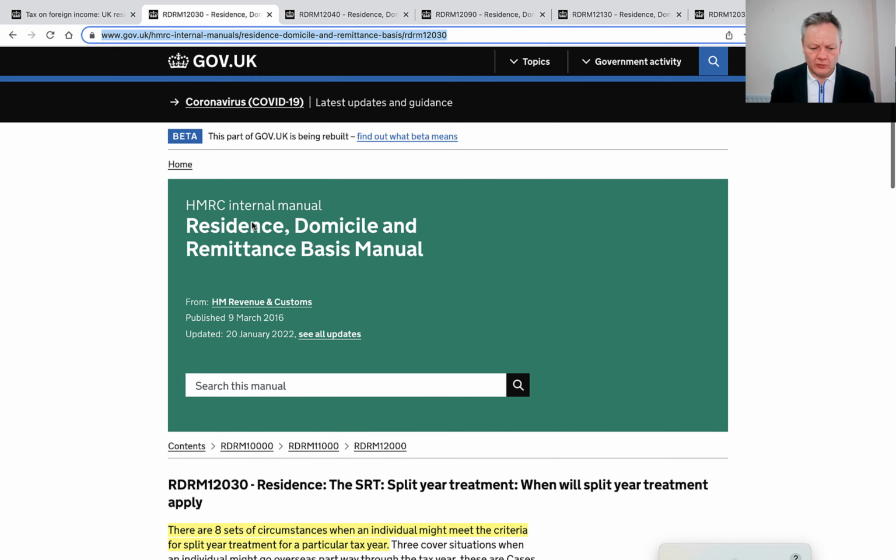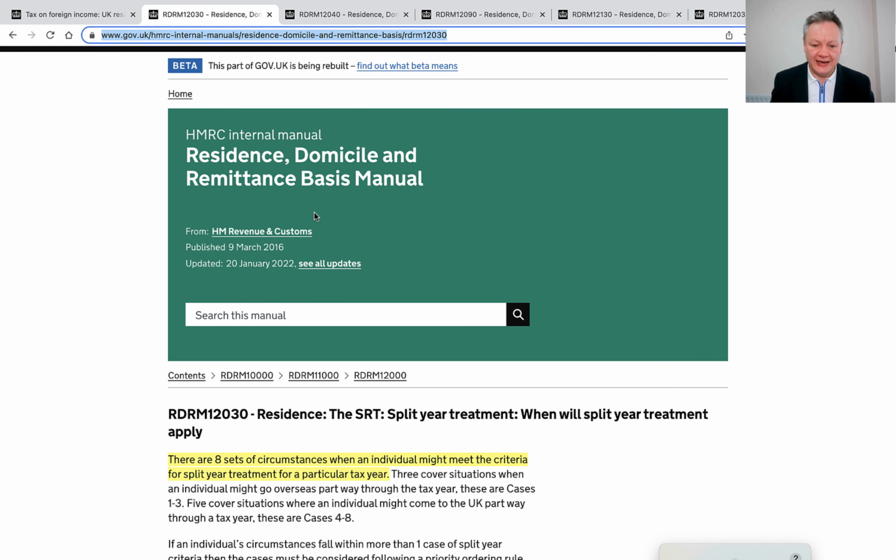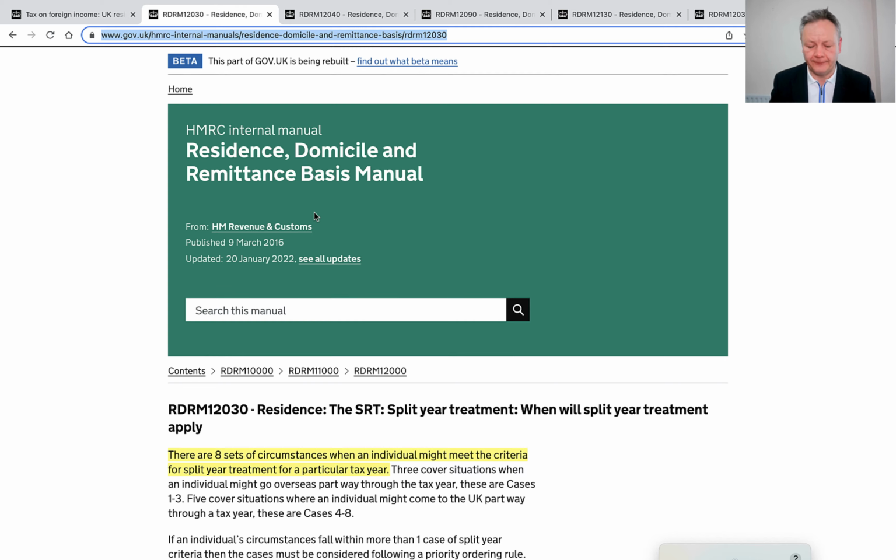Now, what I want to do is talk about the cases, because there are several cases whereby you have this split year treatment. What does split year really mean? Well, split year treatment means that we need to identify the point in time when you are no longer resident in the UK, and therefore that side of income that you earn from anywhere else in the world is not going to be subject to UK tax, and that's what we're just trying to focus on.